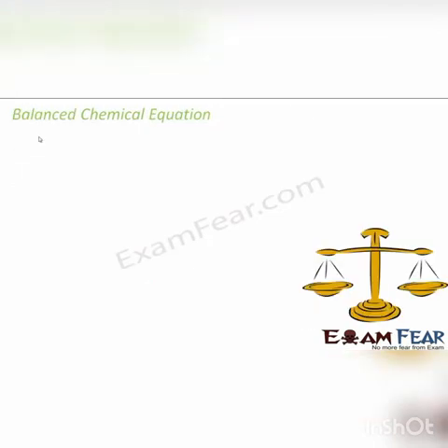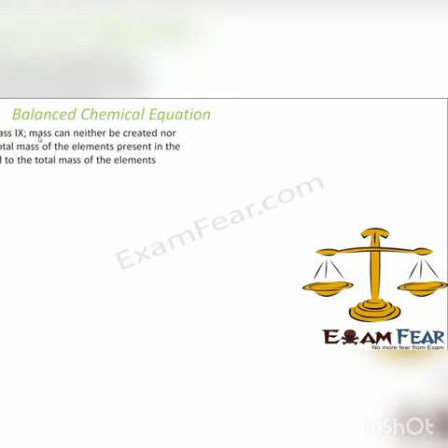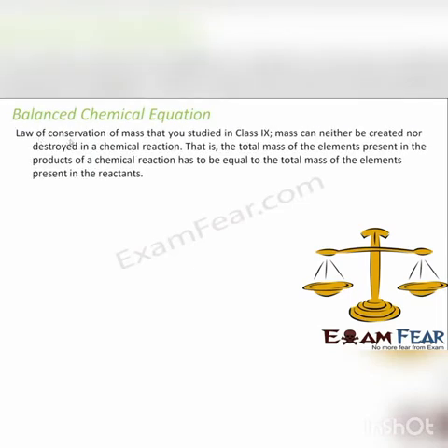So the basic principle of a chemical equation is it should be balanced, because the law of conservation of mass that we studied in class 9 says that mass can neither be created nor destroyed in any chemical reaction. You can't create or destroy any element in any chemical equation. That is, the total mass of elements present in the products of a chemical reaction has to be equal to the total mass in the reactants.